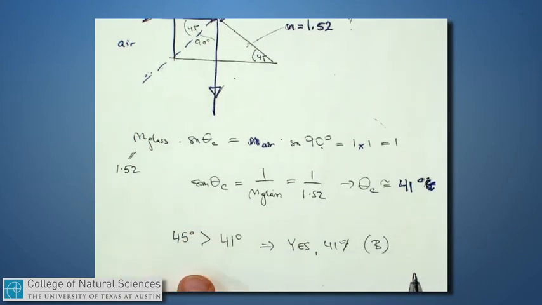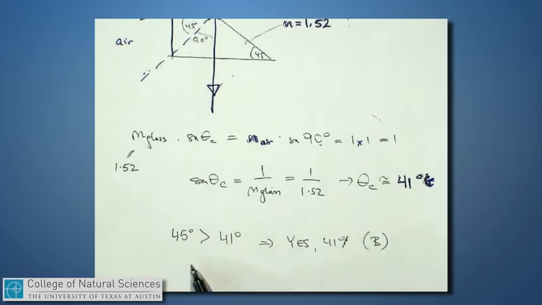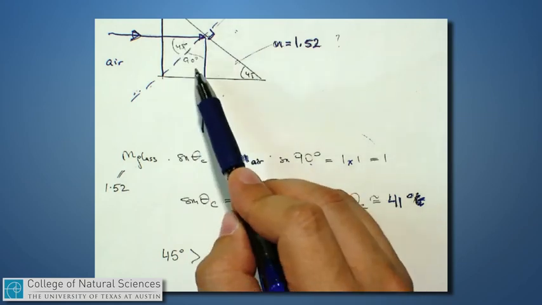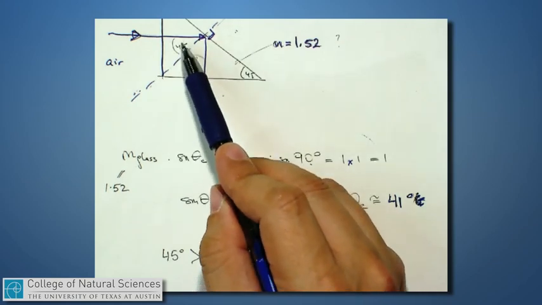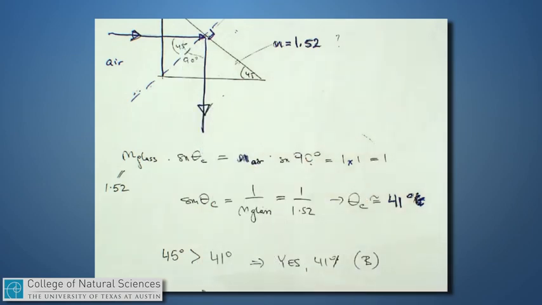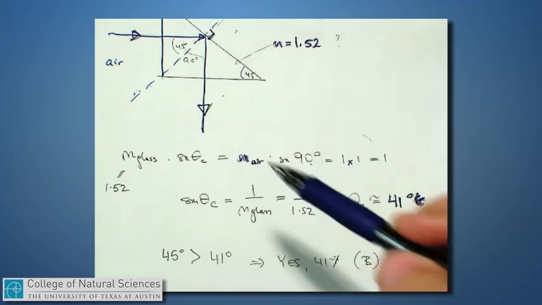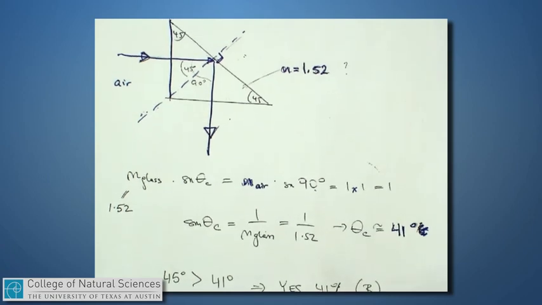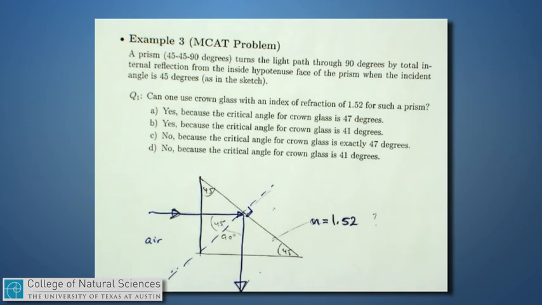Well, we are sending the light in not at 41, but even a number bigger than that, 45 degrees off of the perpendicular, because you notice this is a right triangle with 45, 45, 90 triangle, and so the light coming into that surface is at 45. Since 45 is bigger than 41, all angles bigger than the critical angle are going to be totally internally reflected, and yes, the light will reflect down because 45 is bigger than 41 degrees. So if I look back at the possible answers to the question, it looks like B is the correct answer because it says yes, because the critical angle for crown glass is 41 degrees.